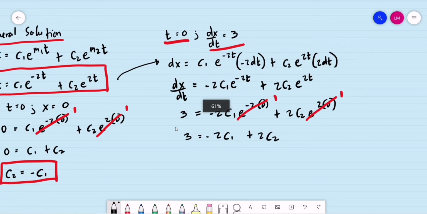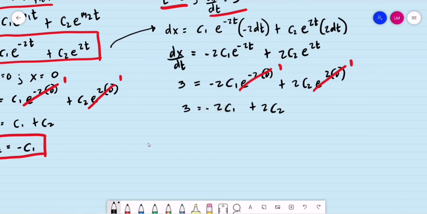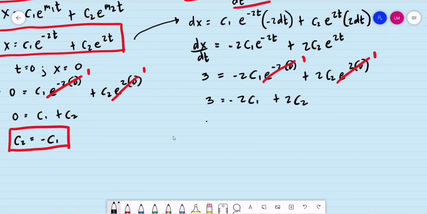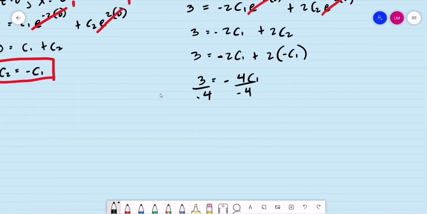And then we may now substitute the equivalent of c sub 2 from our equation 1 to this second equation. This is 3 is now equal to negative 2 c1 plus twice of, what is c sub 2? That is negative c1. So we have negative plus negative. This is 3 is equal to negative 2 plus negative 2, which is negative 4 of c1. So dividing both sides of the equation by negative 4, this will give us the equivalent of c1 as negative 3 over 4.